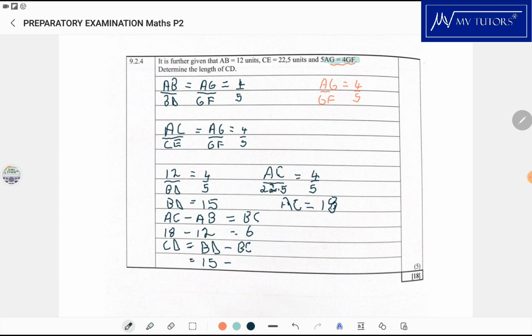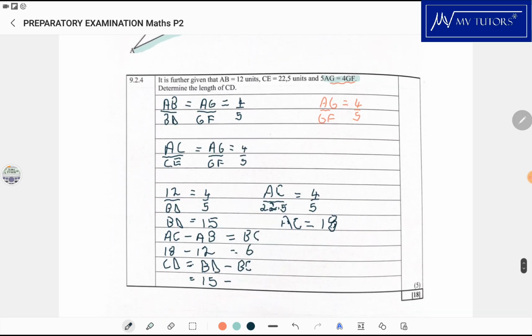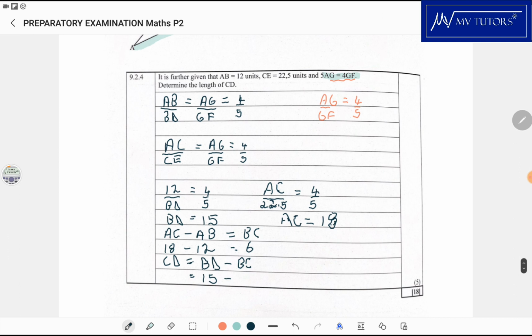Okay. Let's check if it's correct. BC, we just solved BC. It's 6 units. So my final answer is equal to, so this is CD. What is 15 minus 6? That should be 9. So final answer is 9.